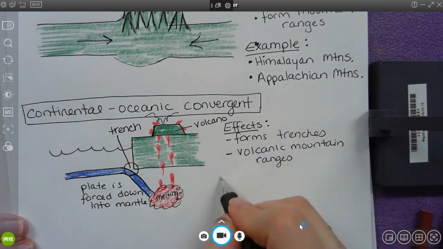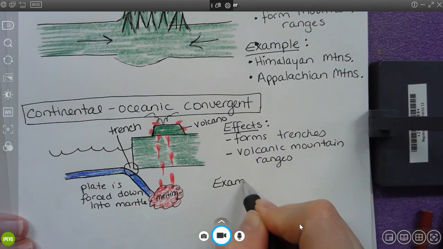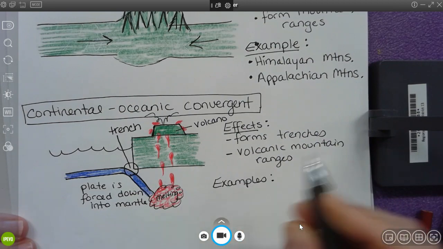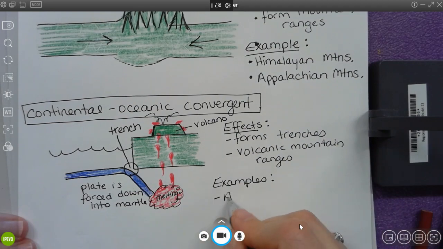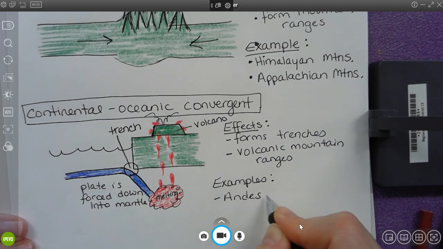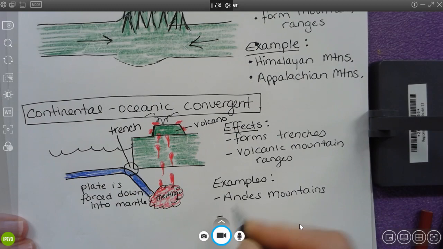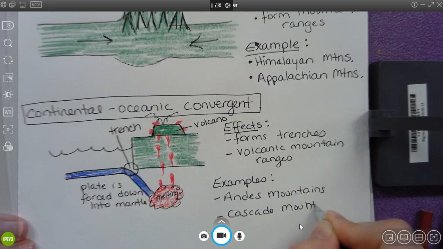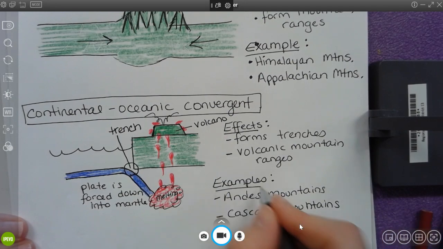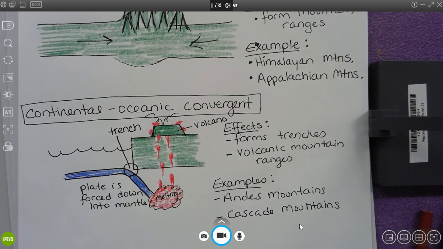And for examples, we have the Andes Mountains in South America, and we have the Cascade Mountains in western United States. So there's your effects and your examples. We have one more to go. We're doing really good.